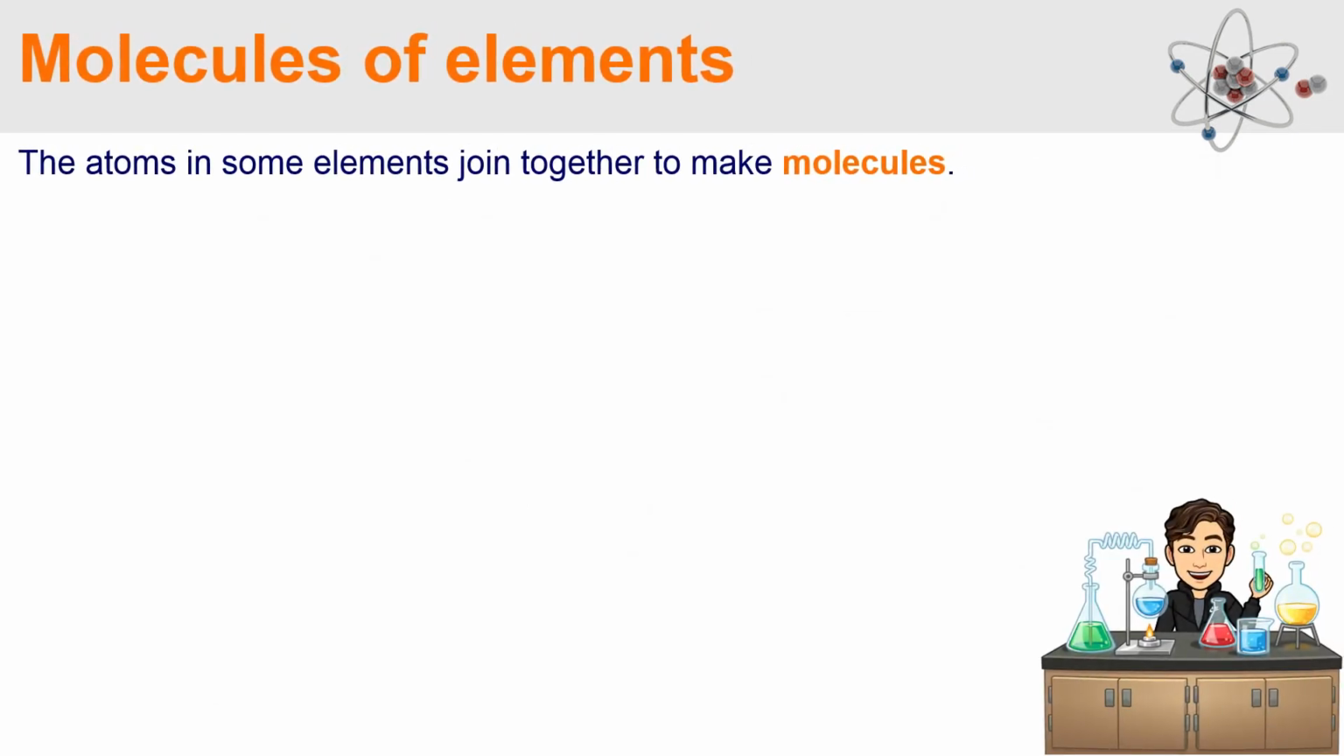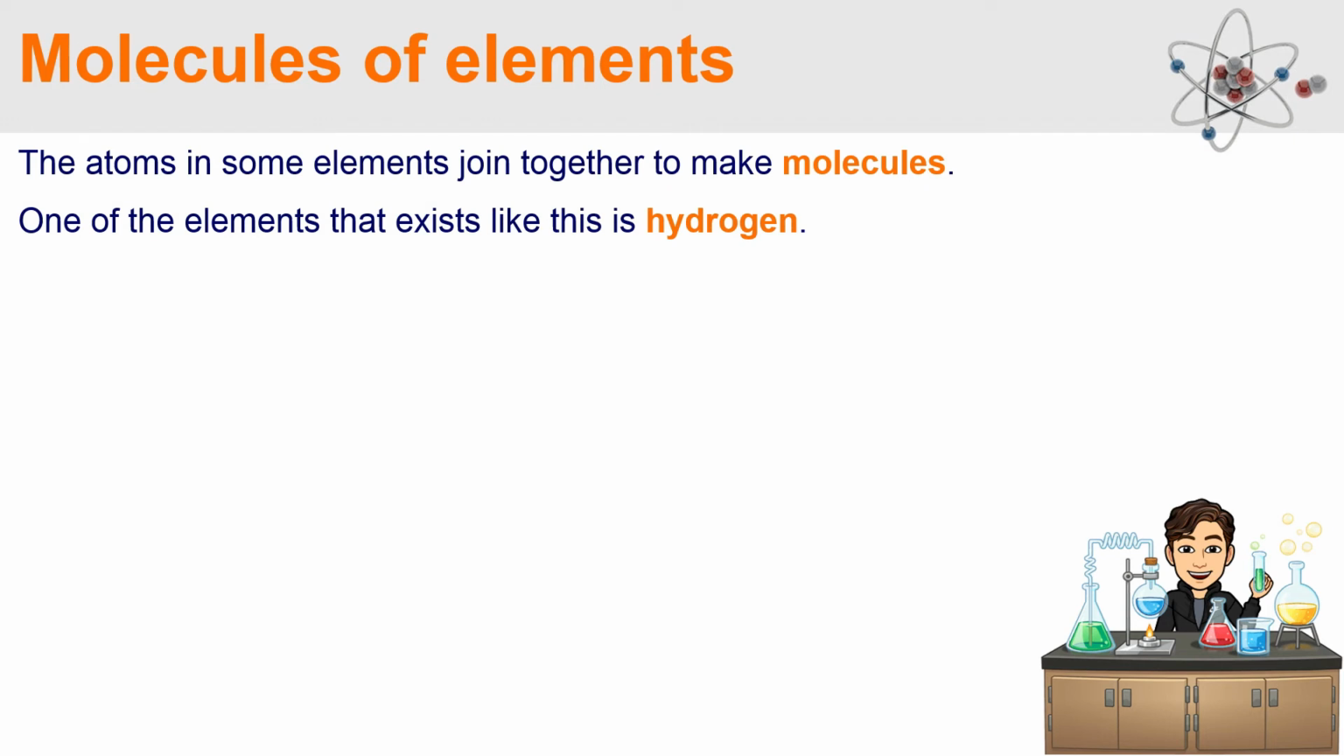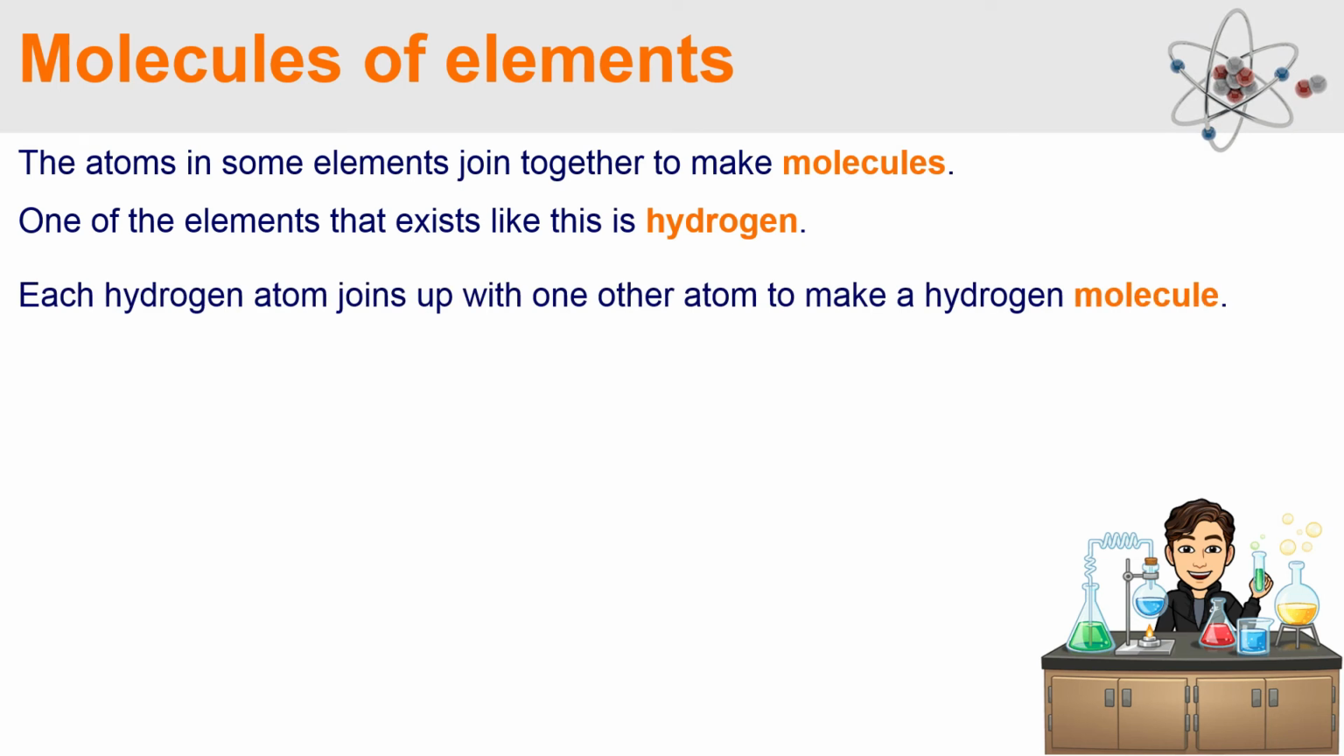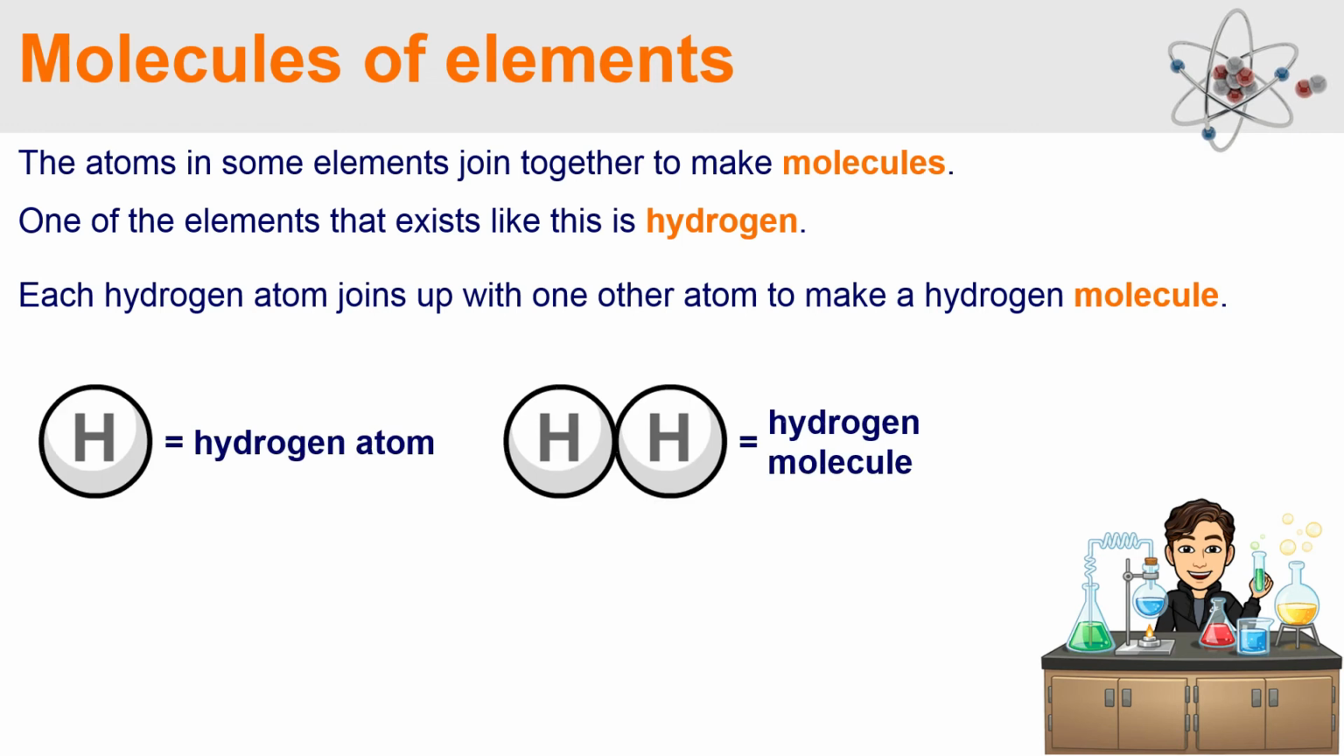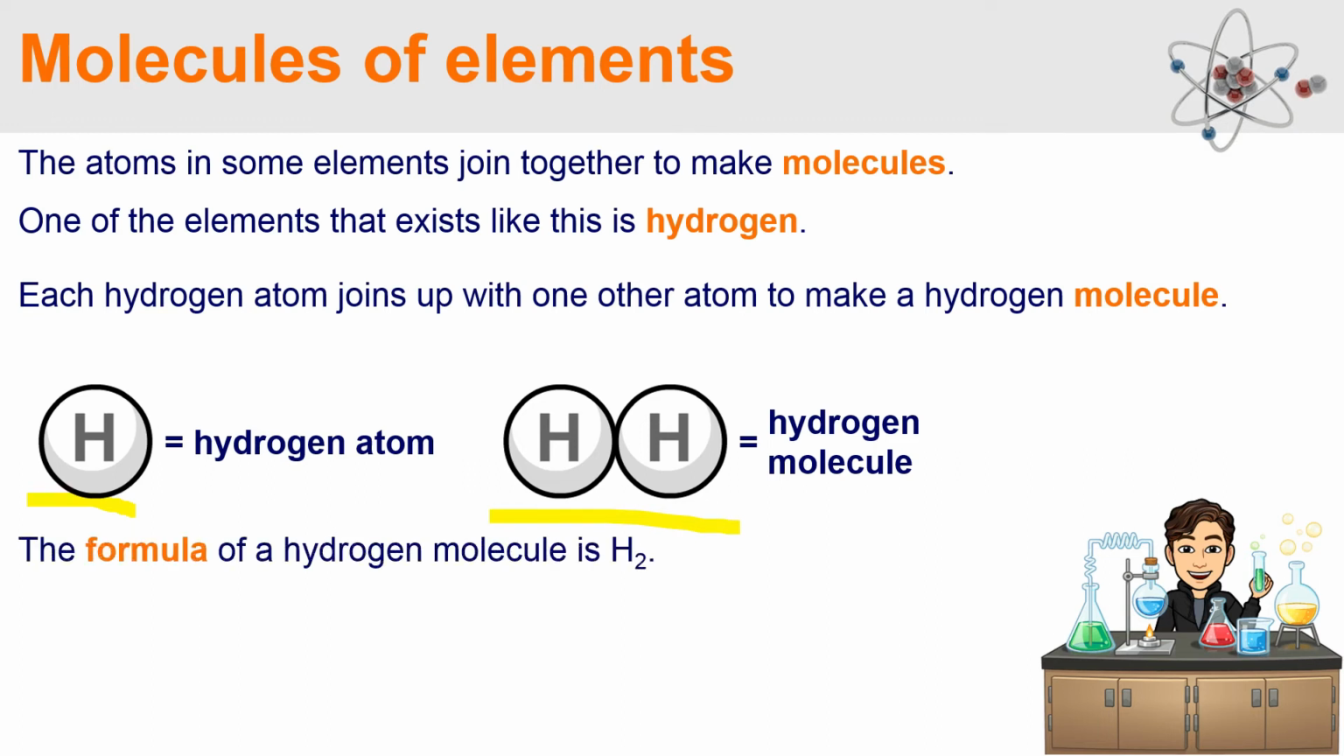So what is a molecule? This is when atoms in some elements join together. One element that exists as a molecule is hydrogen. Each hydrogen atom joins up with one other atom to make a hydrogen molecule, such as this example. So if it consists of only one, this is a hydrogen atom, but when it combines, this is already known as a hydrogen molecule.